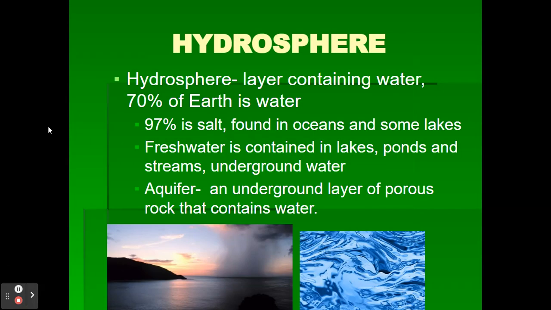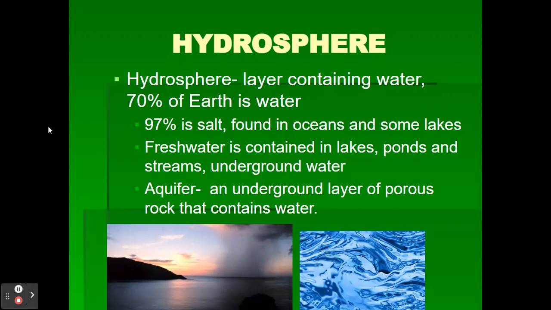So the lithosphere is all the rocks: sedimentary, igneous, and metamorphic. The hydrosphere is all the water. Earth is made of 70% water, and 30% is land. Out of all the water on Earth, 97% of it is salty, and that's found in oceans and seas. The 3% that is not salt water is fresh water, and this is found in lakes, ponds, streams, underground water systems, up in the atmosphere, and ice caps.